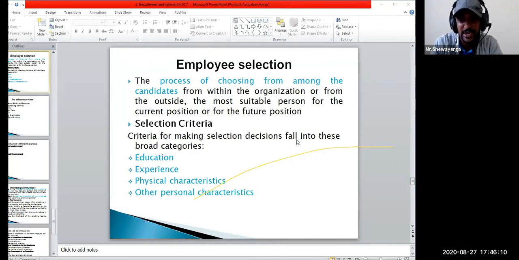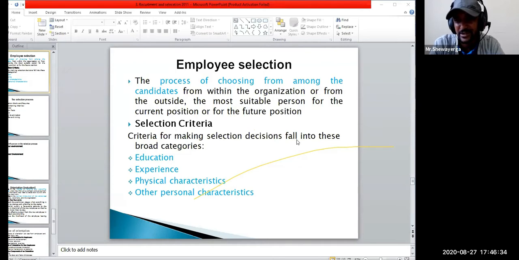ካሉት 10 ወይ 15 ተመልካቾች ውስጥ ሁለቱን መጨረሻ ላይ ወስደን ለዚህ ቦታ ፊት ያደርጋሉ ስንል ምን እያደረግን ነው? ዲሳይድ እያደረግን ነው። There is a decision here. Then the process is what? Decision making. So that is selection. So selection is a process, but decision is the output or the result of what? Selection.